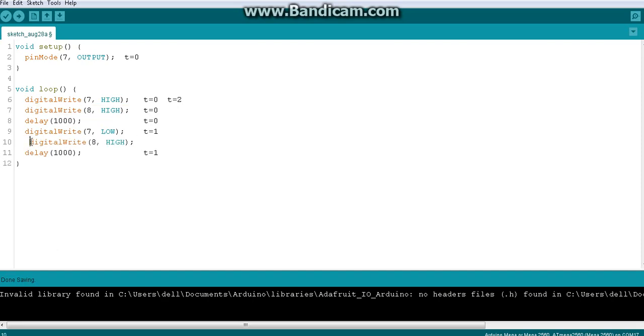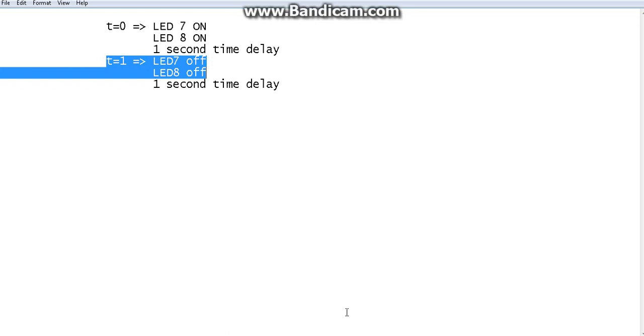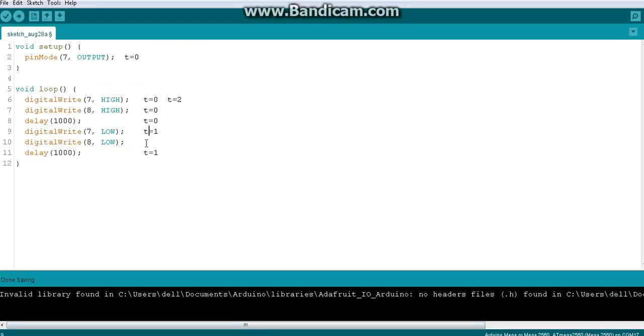Along with the 7, at the same time 8 should be off. So that is t is equal to 1. We know it, right? You understand, right? At t is equal to 1, 8 should be off. I'll have a look. See, it is totally good, right? So I missed telling it. That's my mistake, because we cannot have it in another place.